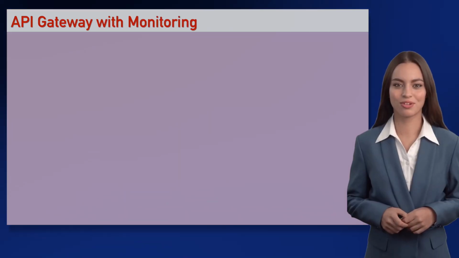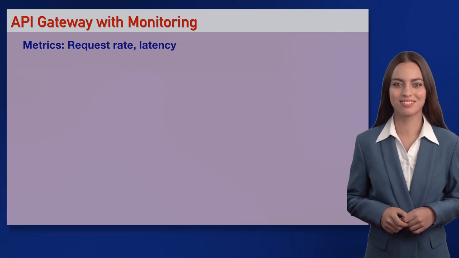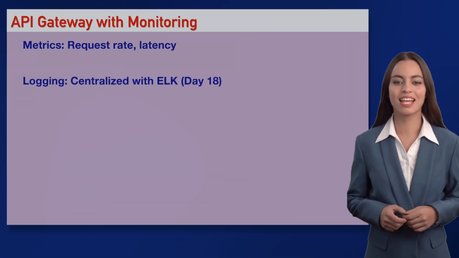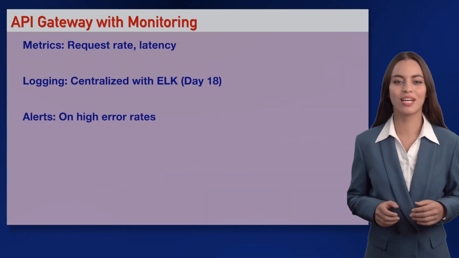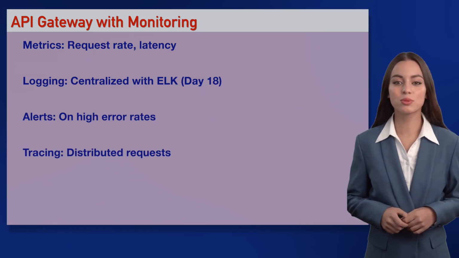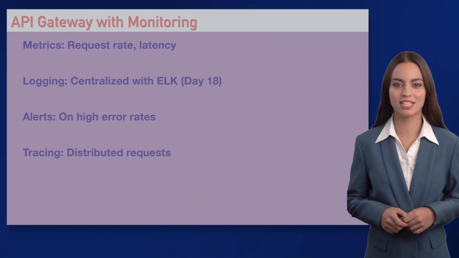API gateway with monitoring. Track metrics like request rate, latency, and error percentages. Centralize logs with day 18 ELK stack. Set alerts on high error rates or latency spikes. Enable distributed tracing for full request visibility.